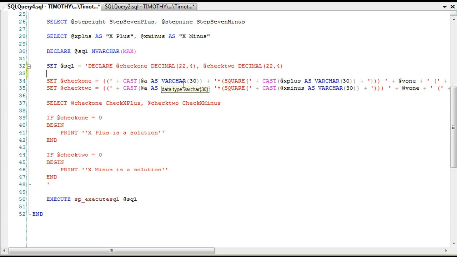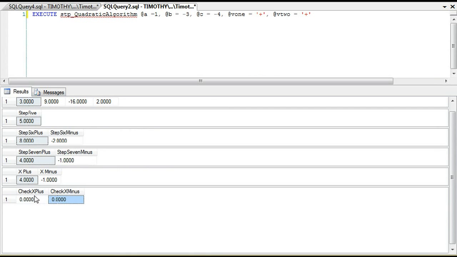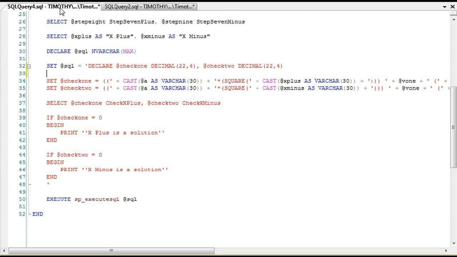So I have to put in A, B, C, and x plus as varchars. I have to cast them and put them in this varchar string. Otherwise, you'll get an error message. I can't think of the error message right off the top of my head, but basically it cannot convert an int, or I'm sorry, a decimal to a varchar, or vice versa. And that's because you have to cast these numerical values as varchars and put them in.